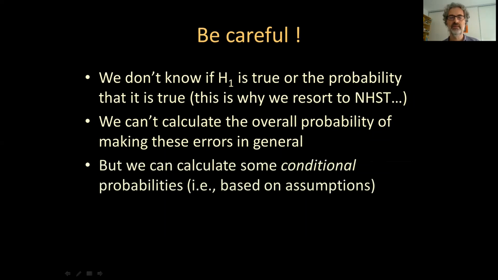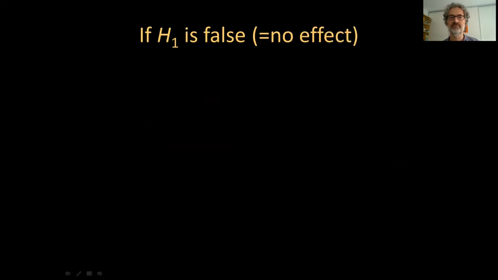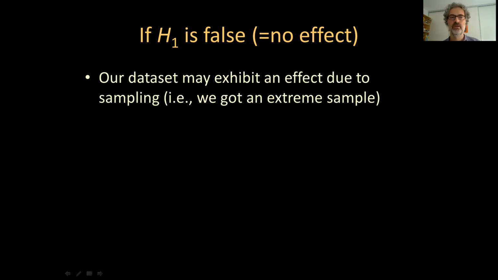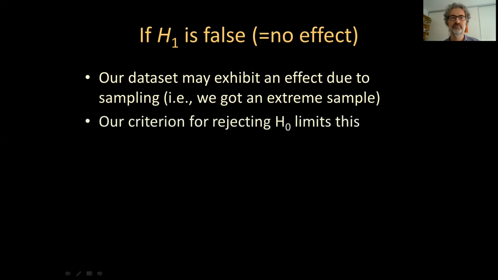What we can do is we can calculate conditional probabilities. So the probability that something will happen assuming a given state of things, so based on specific assumptions. For example, on the assumption that the research hypothesis is false and the null hypothesis is true. So on the assumption that there is actually no effect in the population, your data set may nevertheless exhibit an effect due to sampling. So you may get an extreme sample that is far from the population. You may get a non-representative sampling by bad luck.